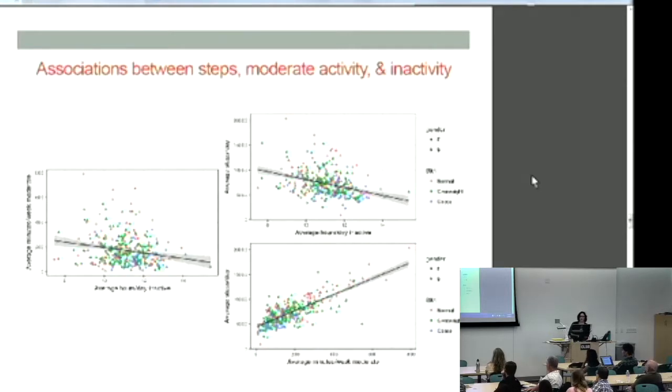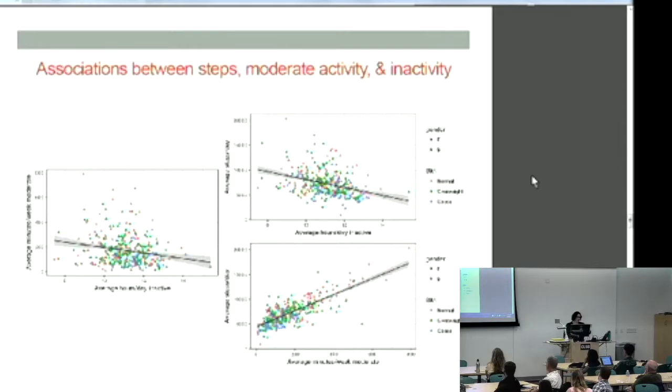Now, they're interested in associations between steps and moderate activity and inactivity and all these things, and also now starting to bring in other information about the individuals. What was their gender? What was their BMI? Here, in the left plot, we see on the y-axis moderate activity, so average minutes per week in moderate, versus on the x-axis hours per day inactive. You can see the more inactive you are, the less moderate activity you tend to have, as we expect. Then they're interested in how that relationship holds when you bring in things like BMI and gender.